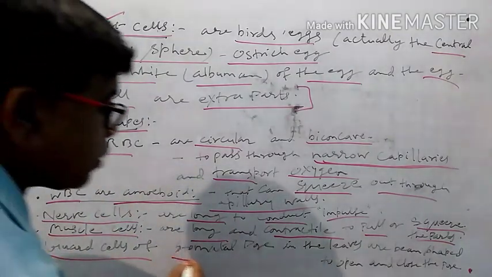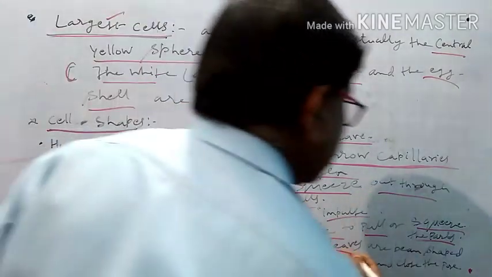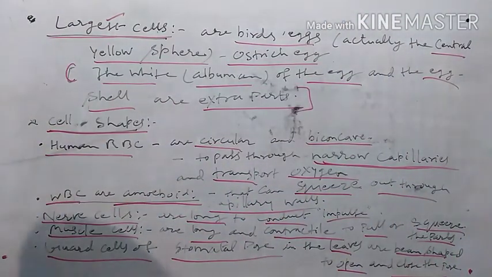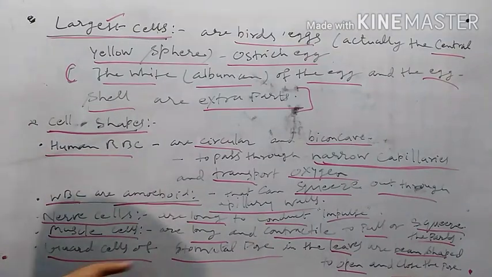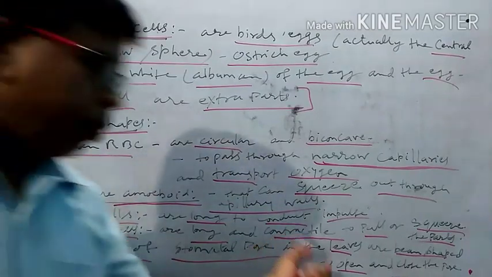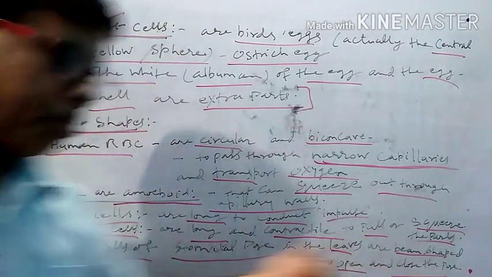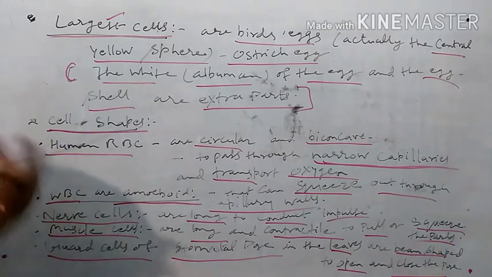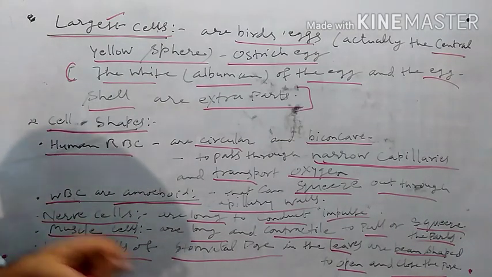Guard cells of the stomatal pore in leaves are bean shaped to open and close the pore. So the stomatal pore opens and closes by the action of guard cells. Today we are discussing only the introduction of the cell, cell shape, invention of the microscope, etc.